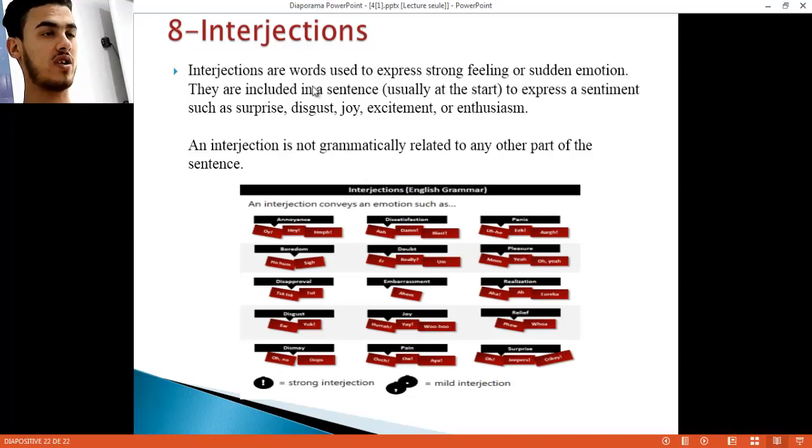And those are interjections. So here we have arrived at the end of the lesson.